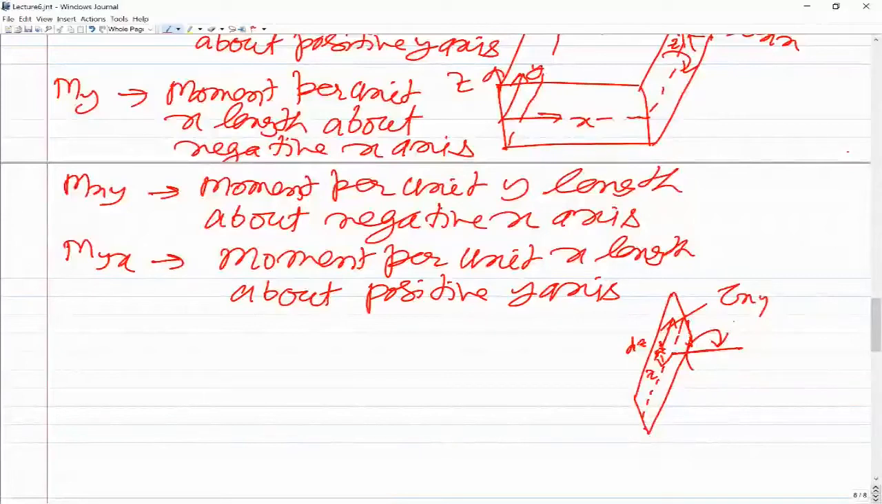Is it clear? So this tau xy produces a moment about this axis, and this moment is about the negative x-axis as per the right hand triad. So is this clear?